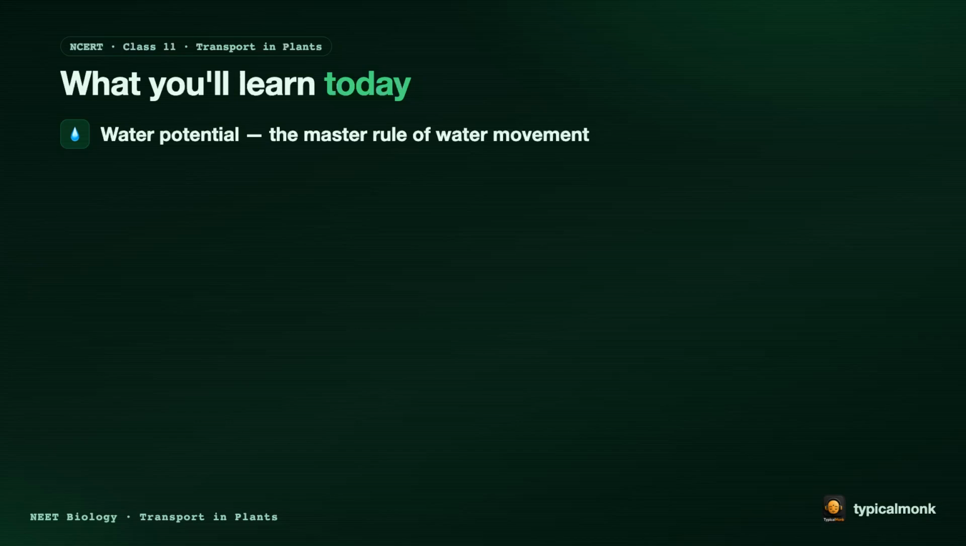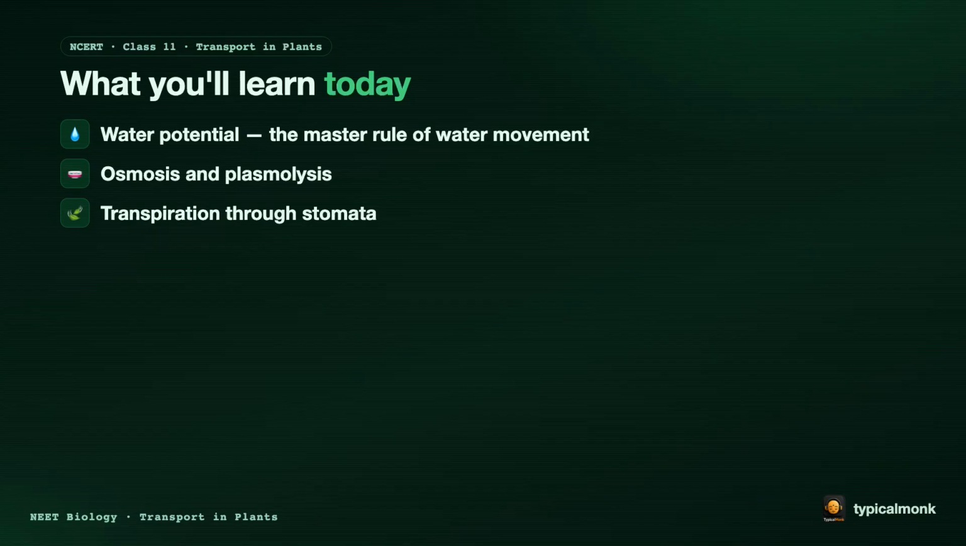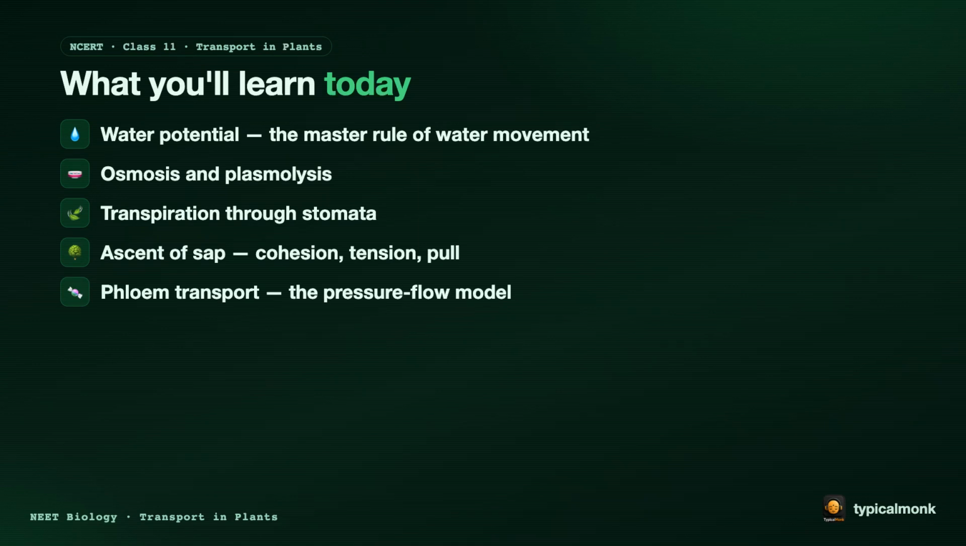Here is today's path. 5 stops. First, water potential, the master rule of water movement. Second, osmosis and plasmolysis. Third, transpiration through the stomata. Fourth, the ascent of sap, that is cohesion, tension, and pull. And fifth, transport through the phloem, the pressure flow model.